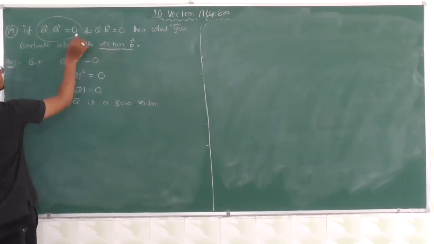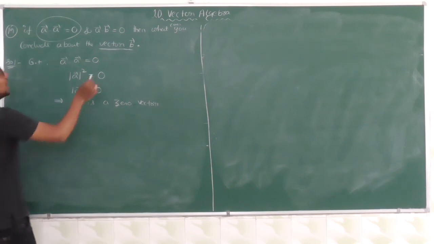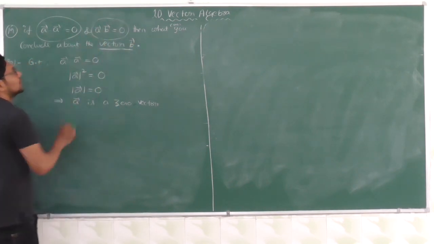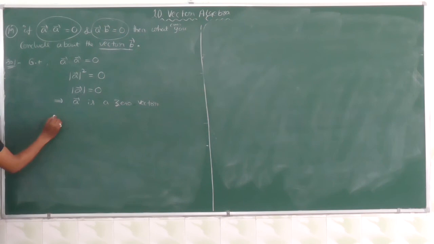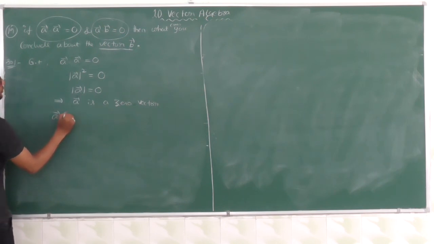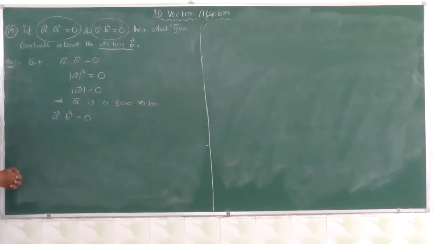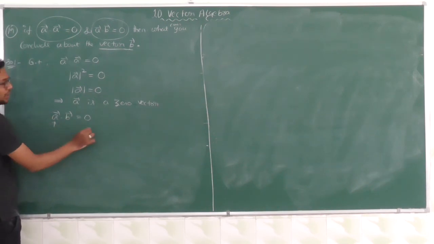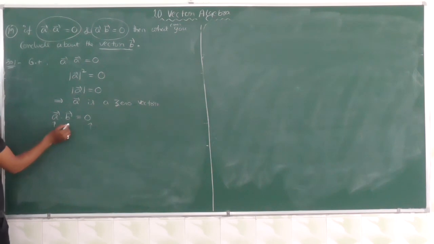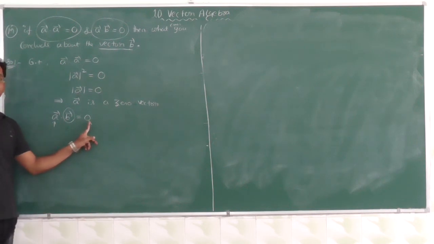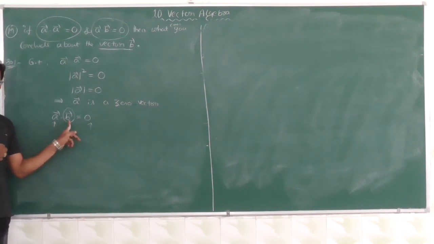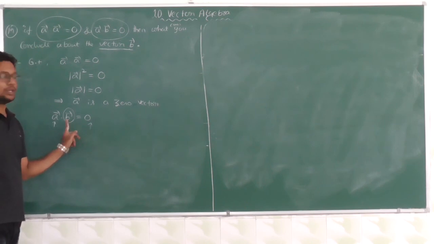I just take up this condition only. Next, I will move on to the second one. A dot B equals 0. Here A vector is a zero vector. Here we have 0. Then what can you conclude about the vector B? Here in the right hand side we have 0. Then what can we conclude about the vector B?